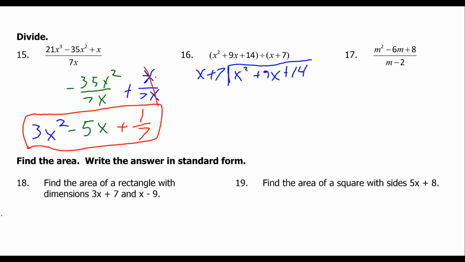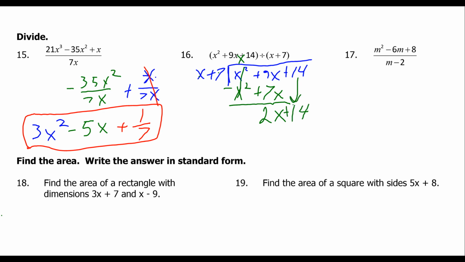So how many times does x go into x squared? Well, x times x equals x squared. So we go ahead and we put an x there. So x times x is going to be x squared. 7 times x is 7x. And it goes right there. Now we're going to subtract these two rows from each other. That goes away. 9 minus 7 is 2x. And we drop down our 14.